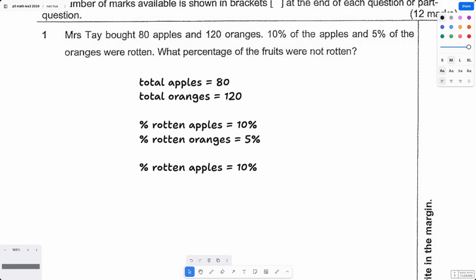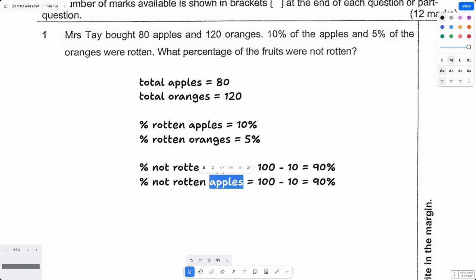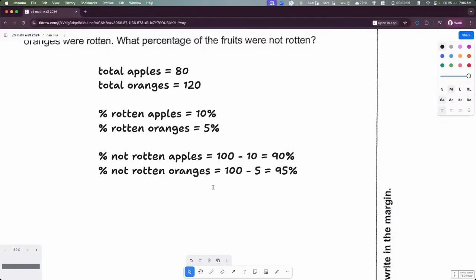So not rotten apples is equal to 100 minus 10, which is equal to 90%. And then percentage of not rotten oranges is equal to 100 minus 5, which is 95%. So now what we want to do is we want to get the not rotten apples, not a percentage. So basically what we want to do is the total apples is 80 times 90%.